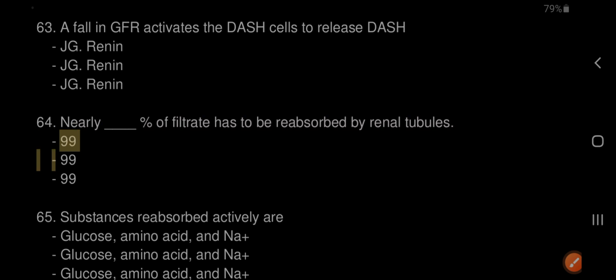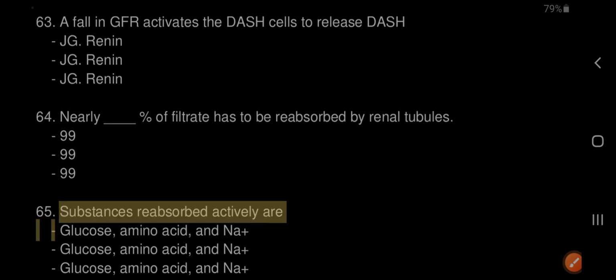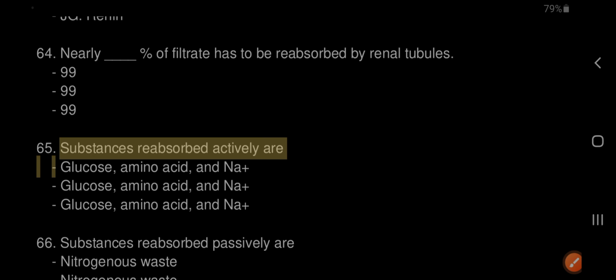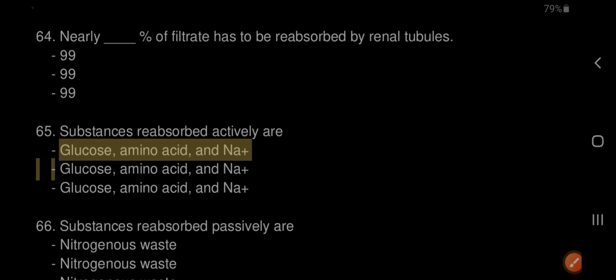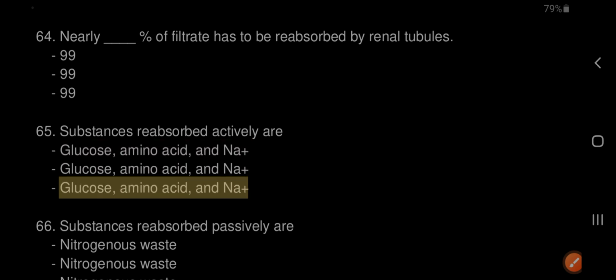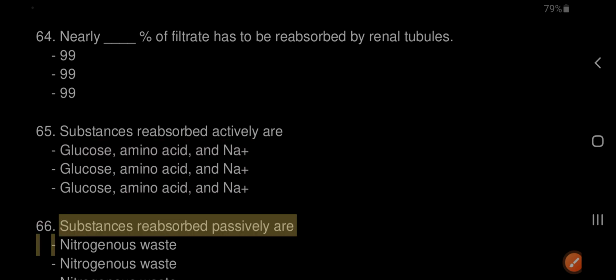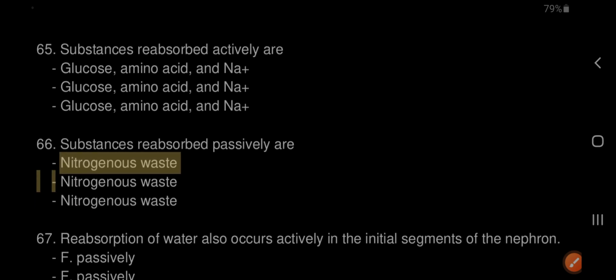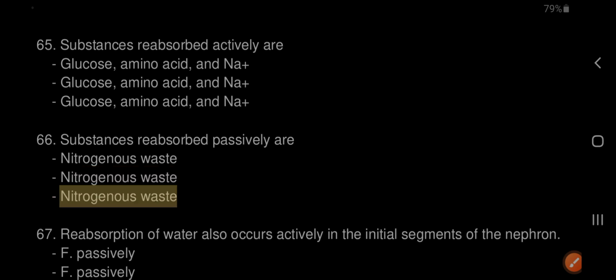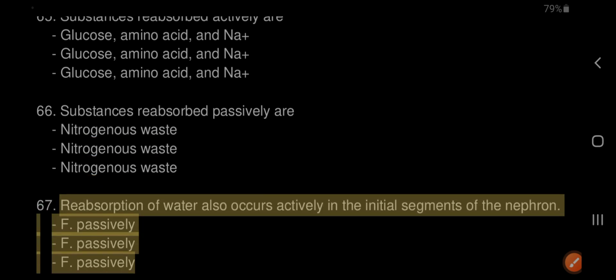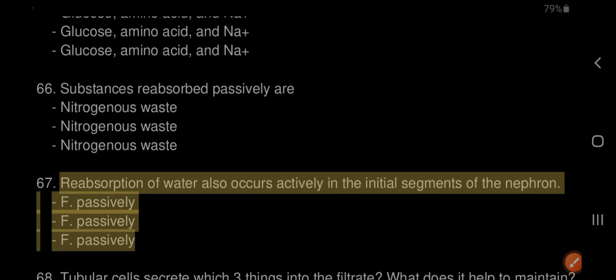65. Substances reabsorbed actively are glucose, amino acid, and Na+. 66. Substances reabsorbed passively are nitrogenous waste. 67. Reabsorption of water also occurs actively in the initial segments of the nephron. False, passively.